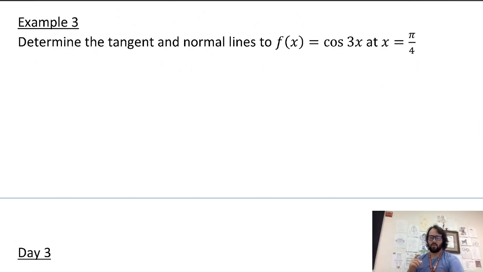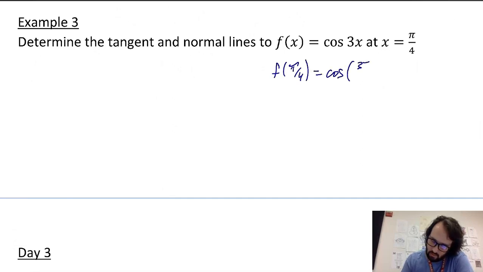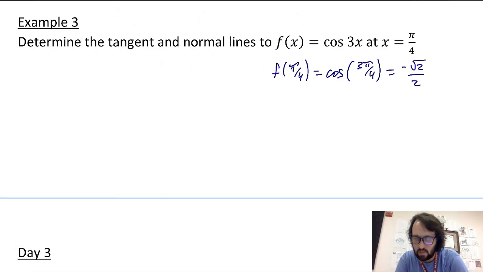So if I want the normal and the tangent lines, I need to have a slope, and I need to have a point. So to find the point, f of pi over 4 would be cosine of 3 pi over 4, which is negative root 2 over 2. And that's unit circle stuff. You guys need to brush up on it a little bit if you're still having some trouble with that. If you need some guidance as to where to look with unit circle stuff, it's going to start coming up a lot more. Let me know and we can talk.